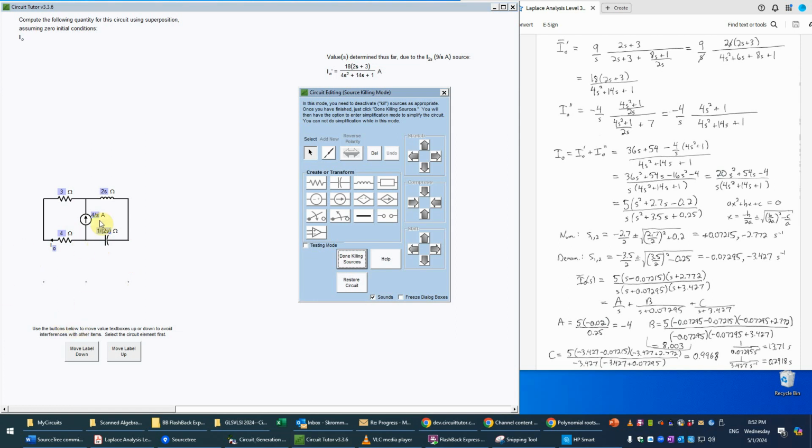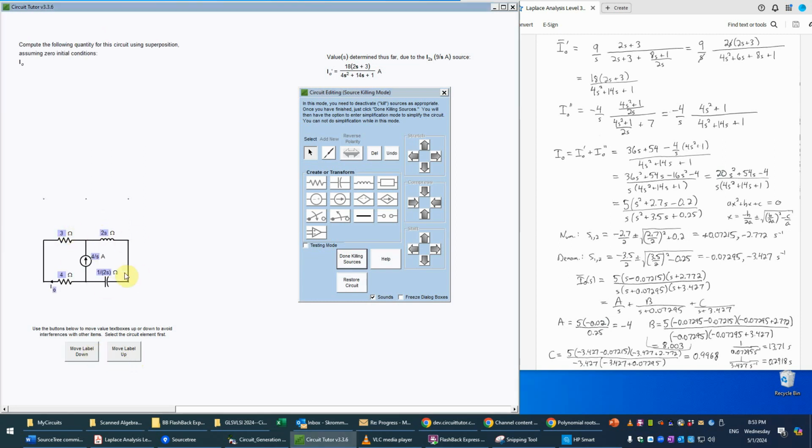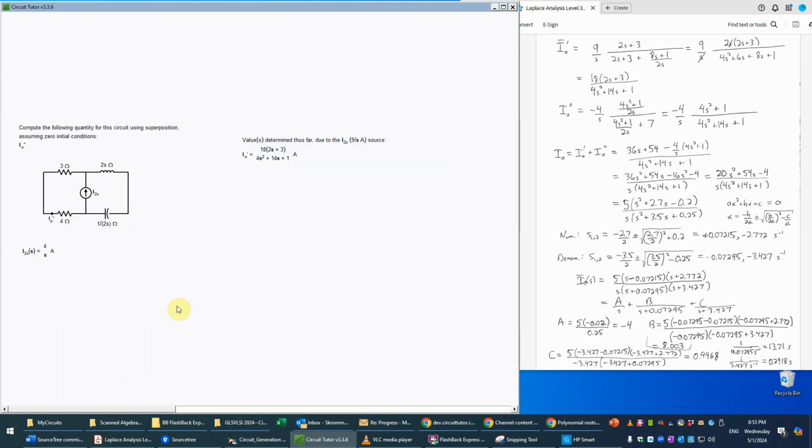And by the way, if you do have labels that are getting on top of each other, which can happen sometimes in Laplace analysis, you can select that element and click these buttons to move that label up or down so that things don't cover each other up. So that's just a way of dealing with sometimes lengthy expressions that can occur in the circuit editor there. Okay, so we'll wait for that to settle down and finish coming out of the circuit editor.